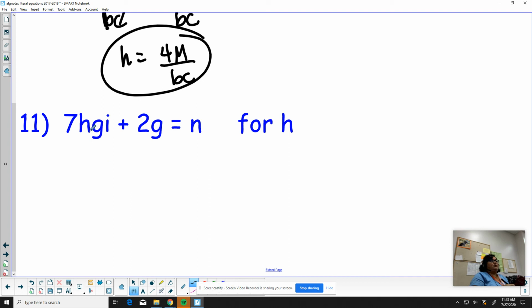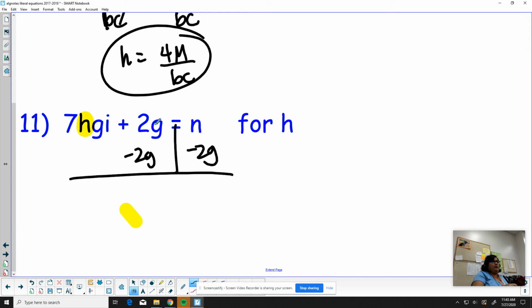Here for h, if you want to press pause and try this one, I'd love that. Okay, so there's only one h. There's no reason to factor because there's only one of them. So the first step would be to subtract 2g. Anytime I can add or subtract something away, I do that first.